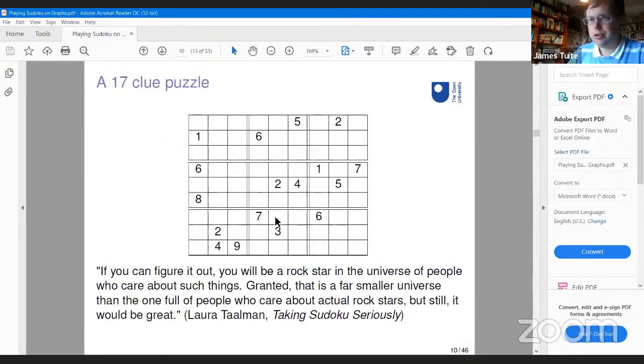The book Taking Sudoku Seriously said the following. This is about the problem of finding the smallest number of clues in a Sudoku puzzle. If you can figure it out, you'll be a rock star in the universe of people who care about such things. Granted, that is a far smaller universe than the one full of people who care about actual rock stars, but still, it would be great.